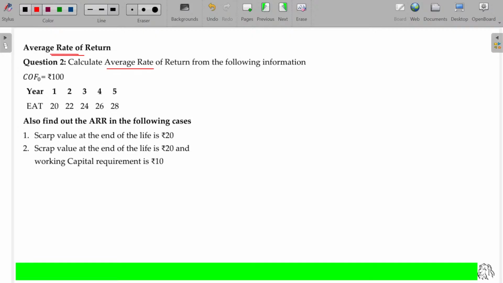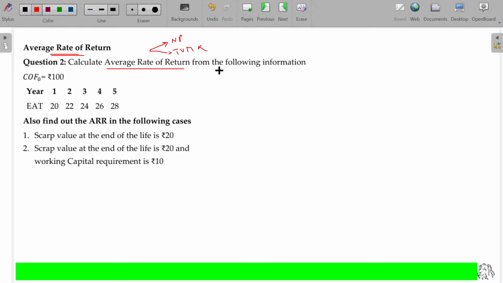Calculate average rate of return, or sometimes it may be named as accounting rate of return. In this model, we consider the profit, and time value of money is not considered here. These 2 points. In the rest of the other models we have seen in capital appraisal technique, we have the cash flows. Here we don't have the cash flows, we have the net profit. So you have to understand the difference between net profit and cash flow.